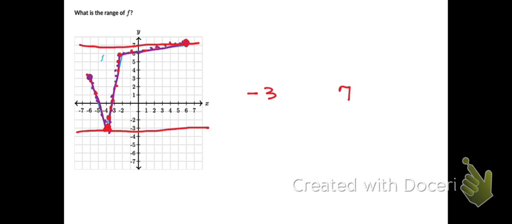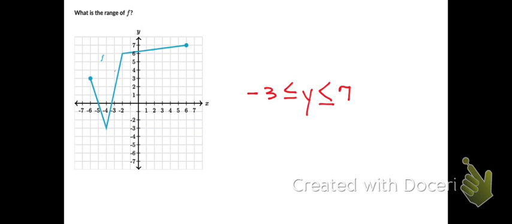And since we're talking about the range, we're looking at the y's. So the y's are less than or equal to 7, and greater than or equal to -3, since we have a solid dot at both parts. If there happened to have been an open dot here, then we wouldn't say it's equal to 7. We would just say it's less than 7. But since it's a solid dot, I would put less than or equal to.